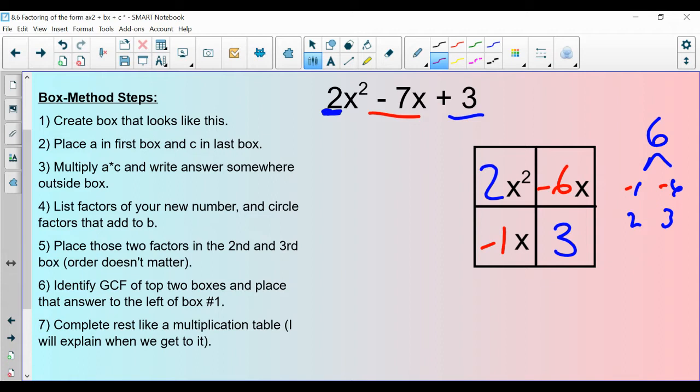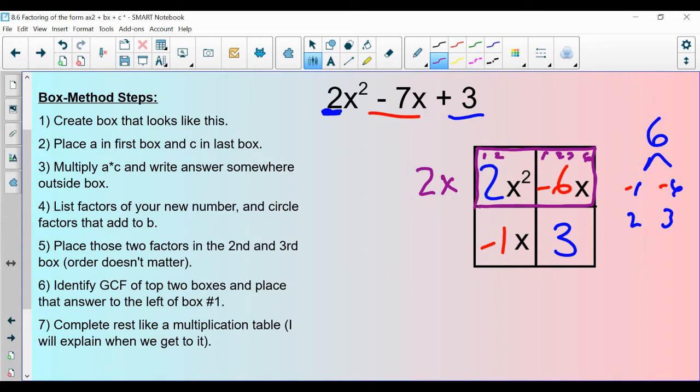So here's step 6. Step 6 says to identify the greatest common factor of the top two boxes. So we have 2x squared and -6x. The greatest common factor of 2 and -6 is 2. We've been practicing finding the greatest common factor lately. So hopefully you guys remember that the factors of 2 are 1 and 2, and the factors of 6 are 1, 2, 3, and 6. So the greatest one they have in common is 2. And then in addition, this one has 2 x's with it, x times x, and this one has 1x. So in common, they have a single x. So 2x is our greatest common factor of the top two boxes. That's step 6.